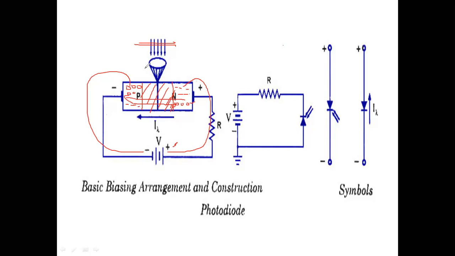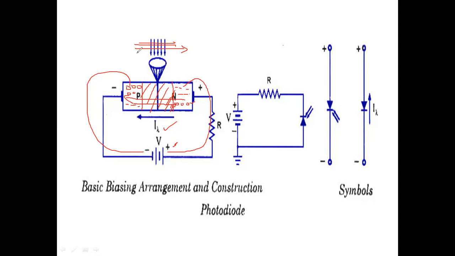So if I don't apply any light source here, even then there is a flow of small current. It's called I lambda. It is due to movement of minority charge carriers only. This current is called dark current.